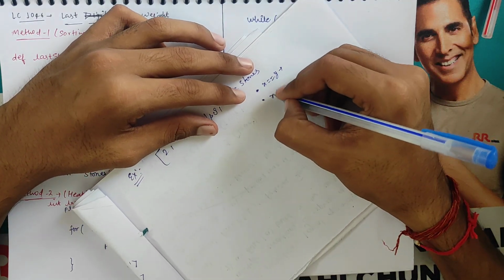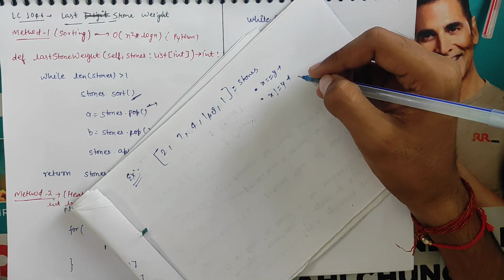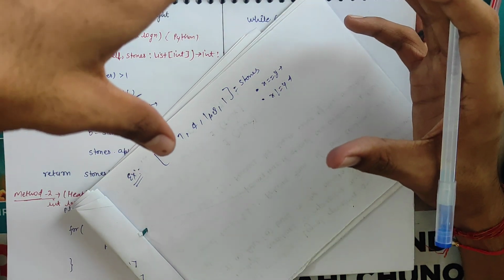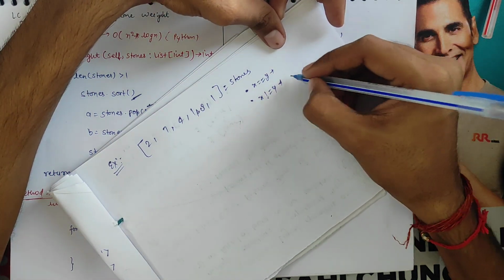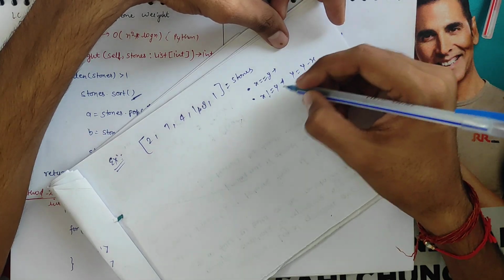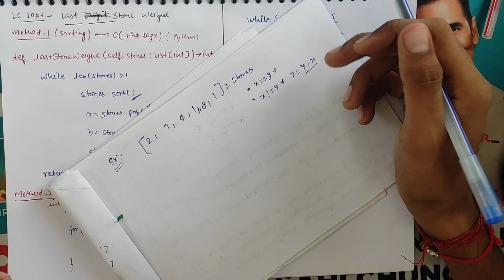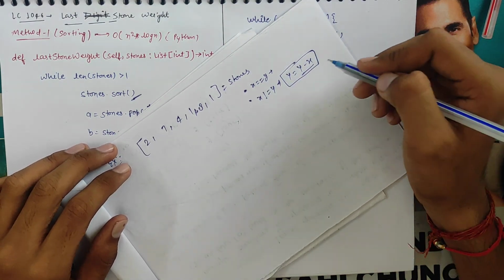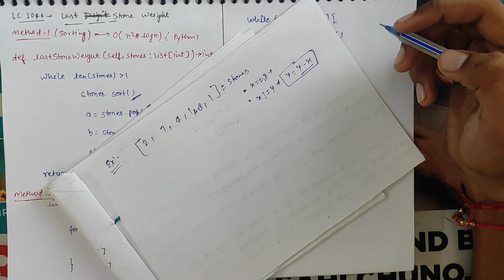And if the weights are not equal, let's suppose x is not equal to y, then the weight of the heaviest stone will be decreased by the weight of the smallest stone. Let's suppose y is the heaviest stone in this case, so the weight of the yth stone will be y minus x, because x is the lightest of the two stones. So the weight of the heaviest stone will be changed to y minus x. To solve this problem we are using two methods.